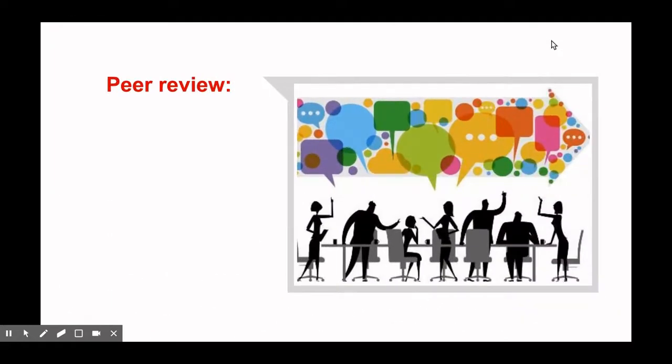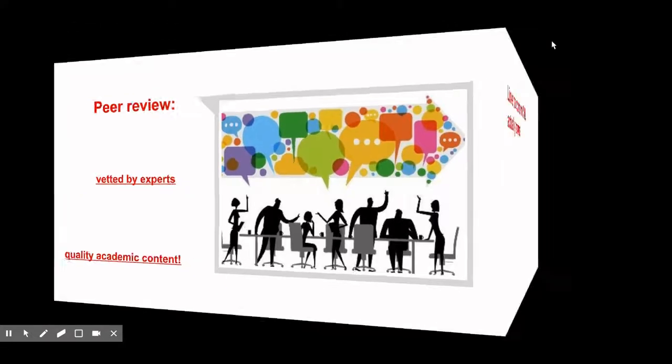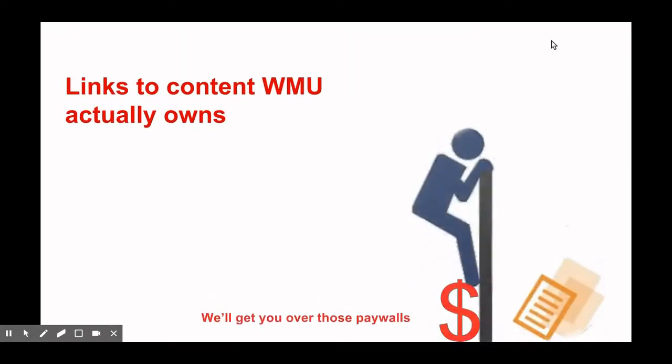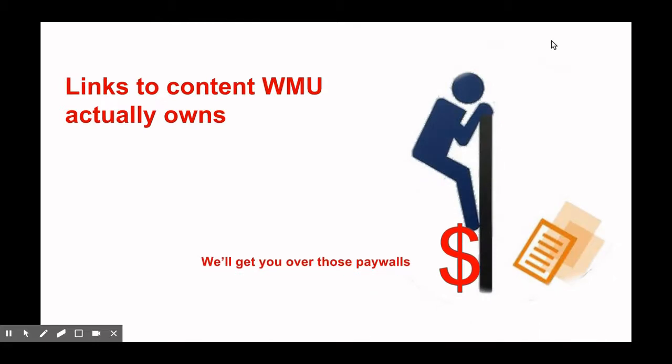And of course, it's going to be peer-reviewed content for the most part, which is vetted by experts, and therefore it's quality academic content. You are not going to get marks off by your professor because you found on the internet some 14-year-old who was plagiarizing a 12-year-old. Okay, what you cite is going to be good information. And of course, for the most part, when you find a link in the Discovery service, you're not going to have to pay. We're going to get you over those paywalls.